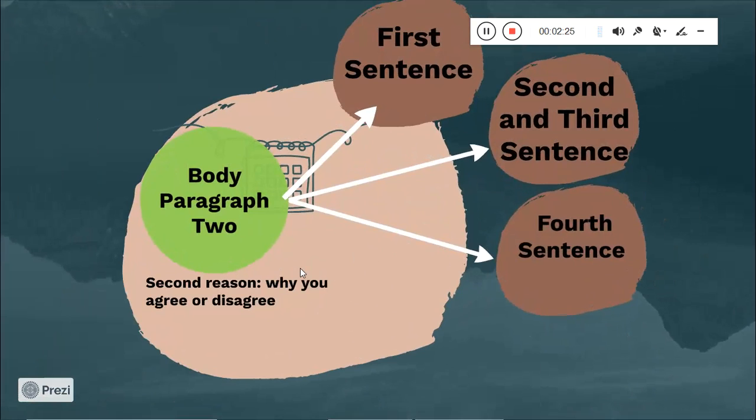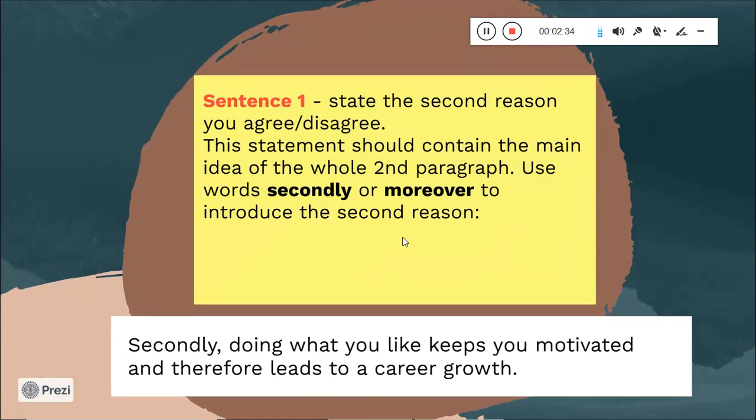The same in body paragraph 2, we state the second reason why you agree or disagree. So the first sentence will be the same. You state the second reason. This statement should contain the main idea of the whole second paragraph. Use words like secondly or moreover to introduce the second reason. So secondly, doing what you like keeps you motivated and therefore leads to career growth.